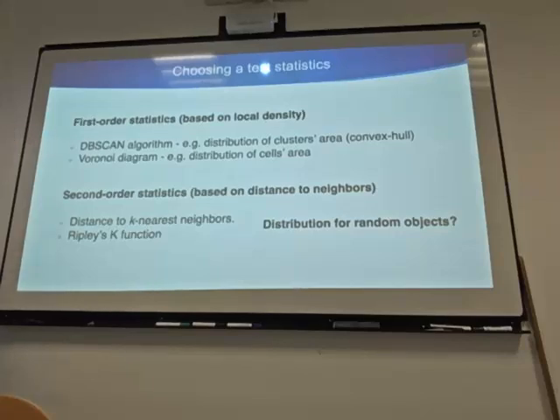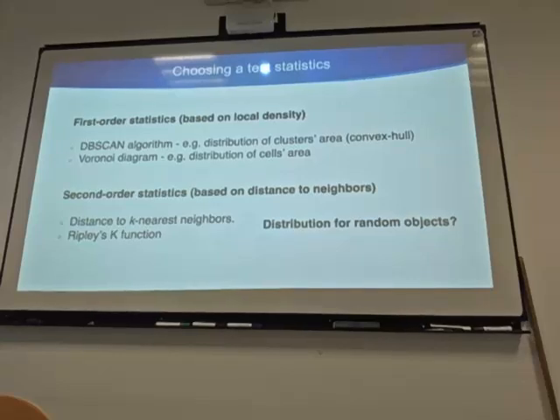Also, for the Voronoi diagram, you can look at the distribution of cell areas. You do your diagram, and you look at the size of the obtained cells and whether or not this size differs significantly from the distribution you would have for a random distribution of points. But for these two algorithms, I don't know any characterization for this distribution. I'm not sure it has been computed yet.